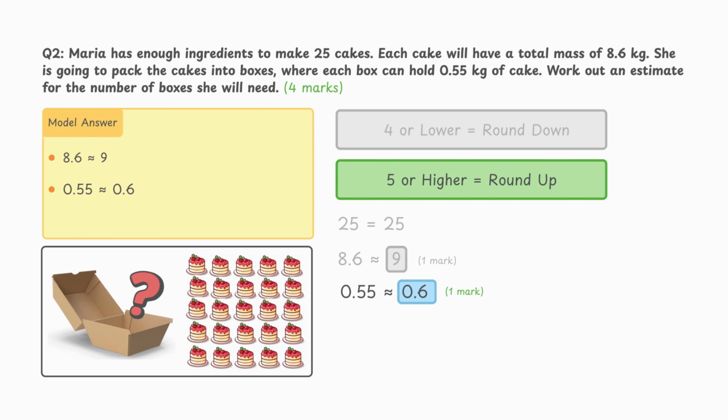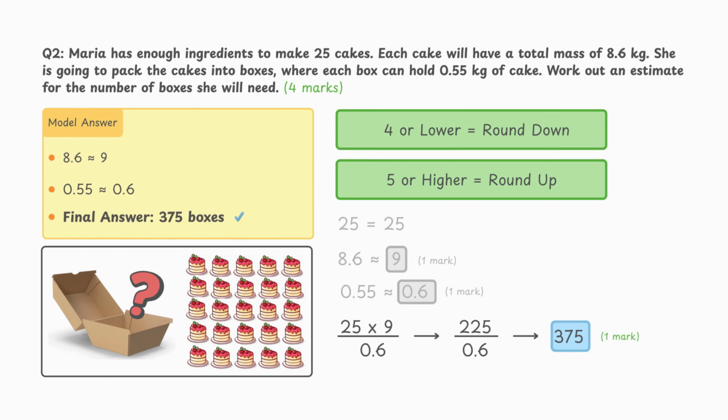Now substitute these rounded values into the calculation. We have 25 multiplied by 9 divided by 0.6. 25 times 9 equals 225. Now divide by 0.6. 225 divided by 0.6 equals 375. Therefore, the estimated number of boxes Maria will need is 375 boxes.